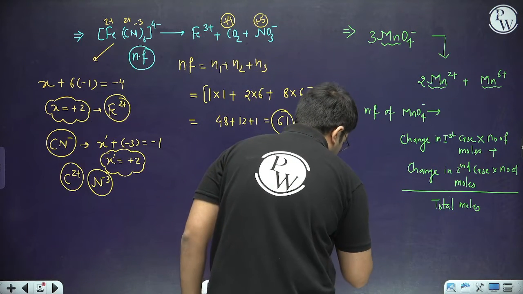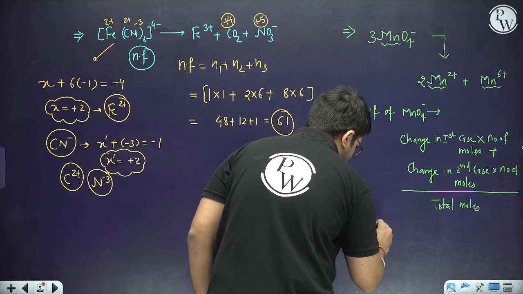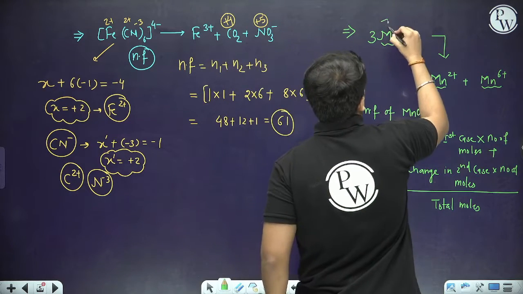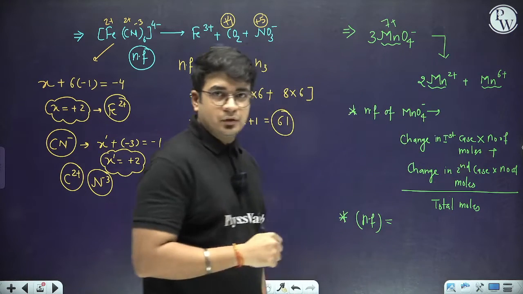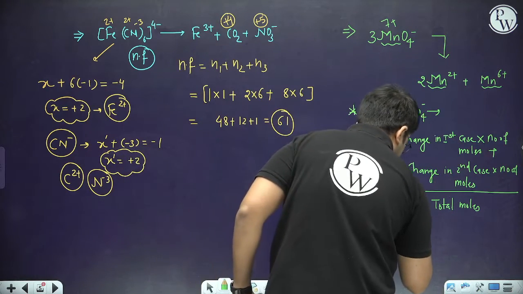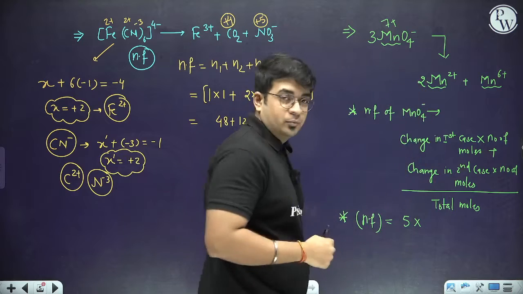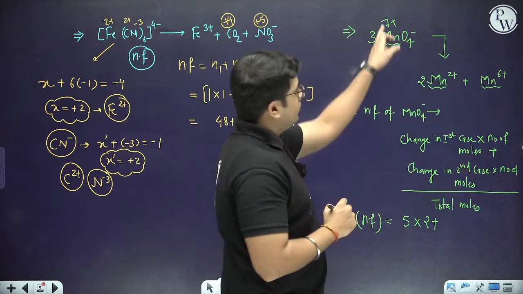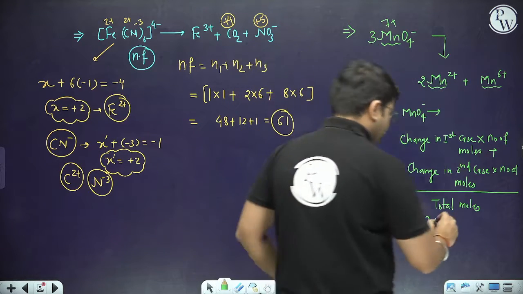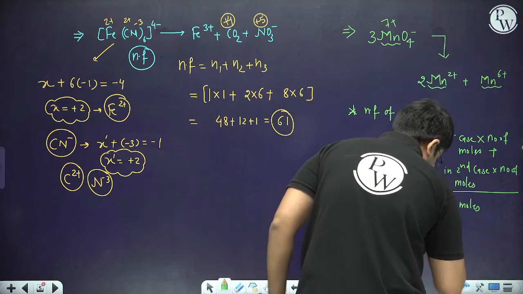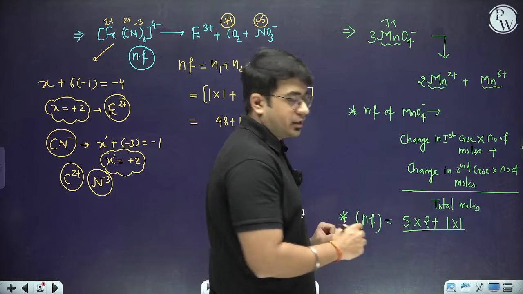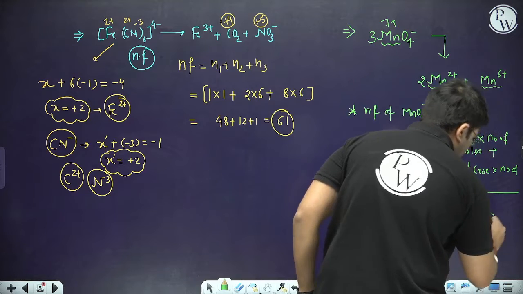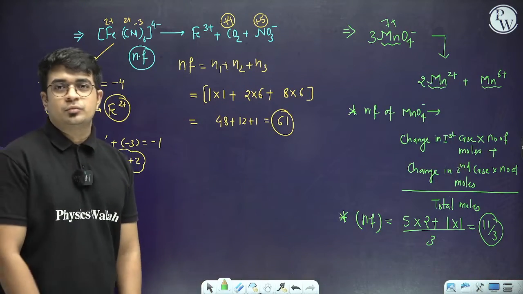So if I talk about the N factor, in the first case it is changing from +7 to +2. So change of 5, and how many moles are changing? 2 moles of Mn2 positive, plus from +7 to +6 change of 1 and only 1 mole is there, divided by total moles which are 3. So you can say that will be 11 by 3. That is 11 by 3. I hope this part is clear.